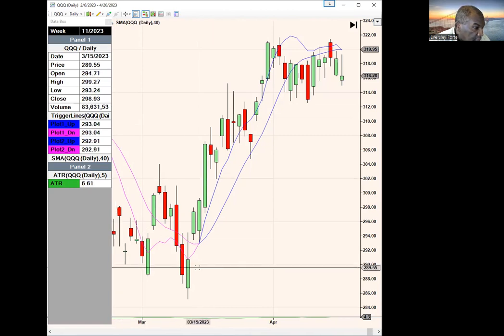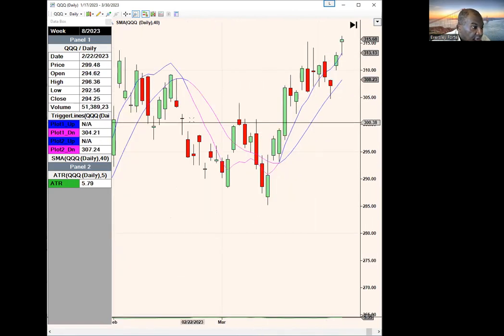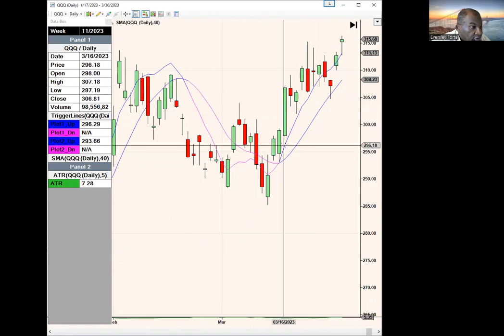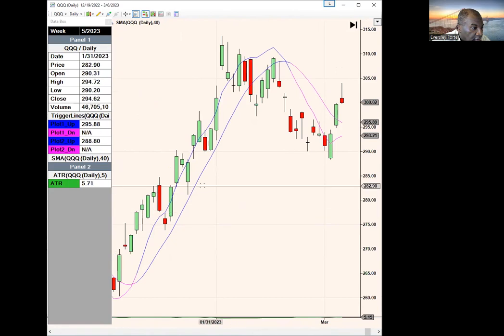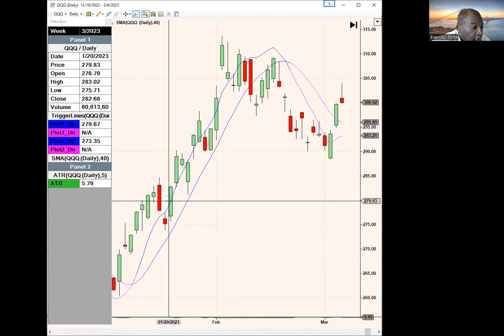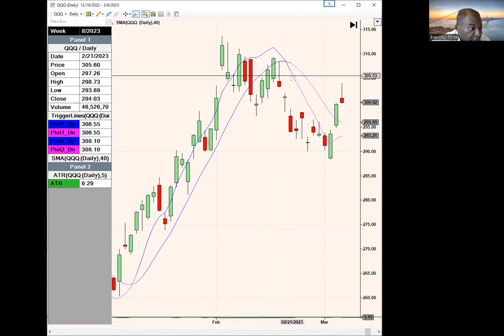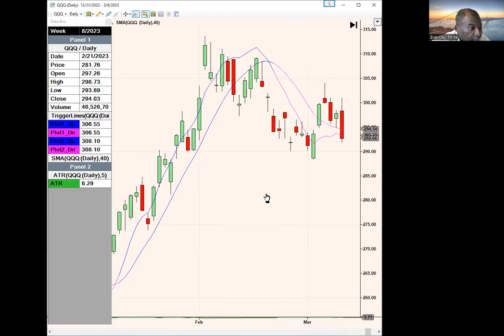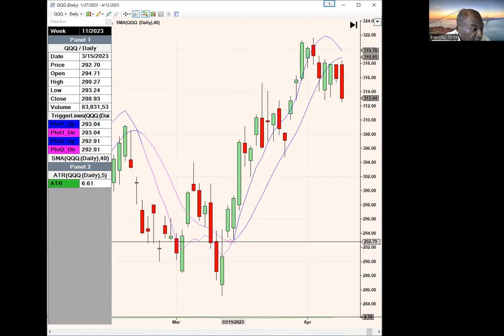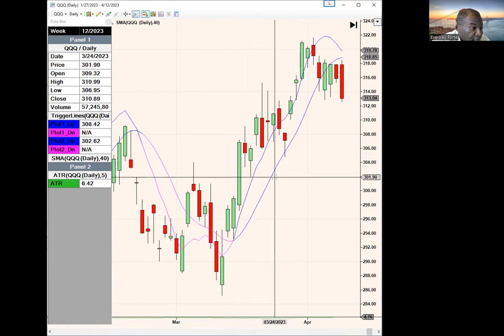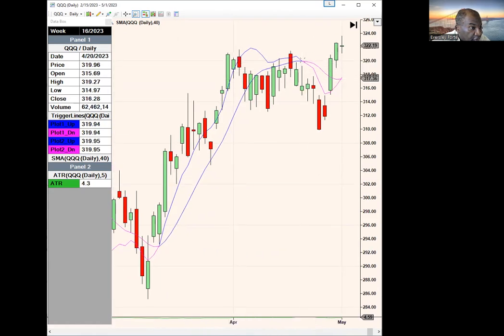Trigger lines. This is doing a bullish crossover, and this is the bearish cross when it crosses down. In a bullish cross, this is plot 1 and this is plot 2. When plot 1 crosses below plot 2, we're in a bearish cross. When plot 1 crosses back above plot 2, it's a bullish cross again. So in a bullish cross, this is plot 1 and this is plot 2. In a bearish cross, this is plot 1 and this is plot 2.